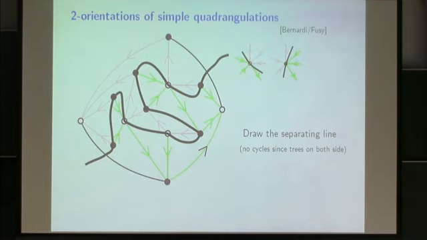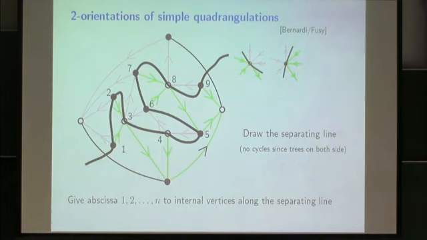And then again, you do something which is a little bit miraculous. You give a geometry out of that. And how do I give the geometry? I just use the line to give coordinates to the vertices. Okay, so the first one I give 1, 2, 3, 4, 5, 6, 7, 8, 9.